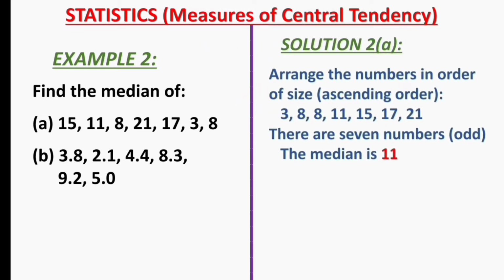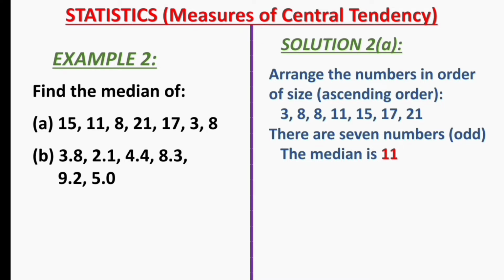Of course, to find the median, first we must arrange the numbers in order of size. In this case, let's arrange the numbers in ascending order, from the smallest number to the biggest number in question 2A. When we arrange in ascending order, we are going to have 3, 8, 8, 11, 15, 17, and 21. In question 2A, there are 7 numbers, which means we have an odd number entry.